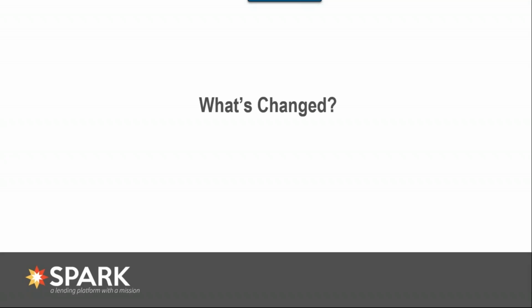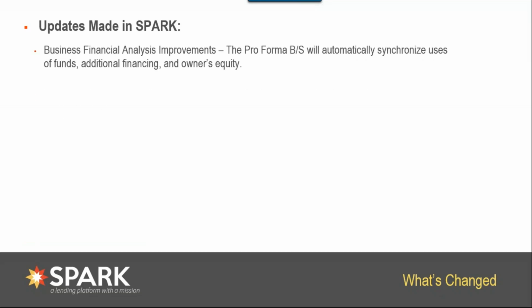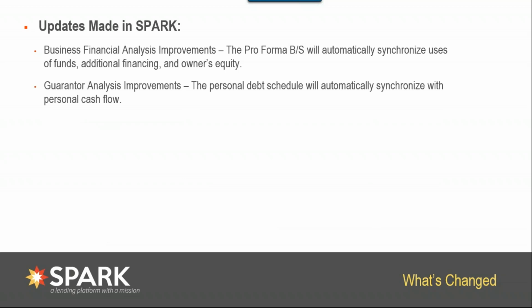Now we'll go through what's been changed on the platform since our last release in April. We now have a business financial improvement where the pro forma will automatically synchronize the use of funds, additional financing, and the owner's equity that you would add to your sources and uses page. That's going to be a really convenient feature.